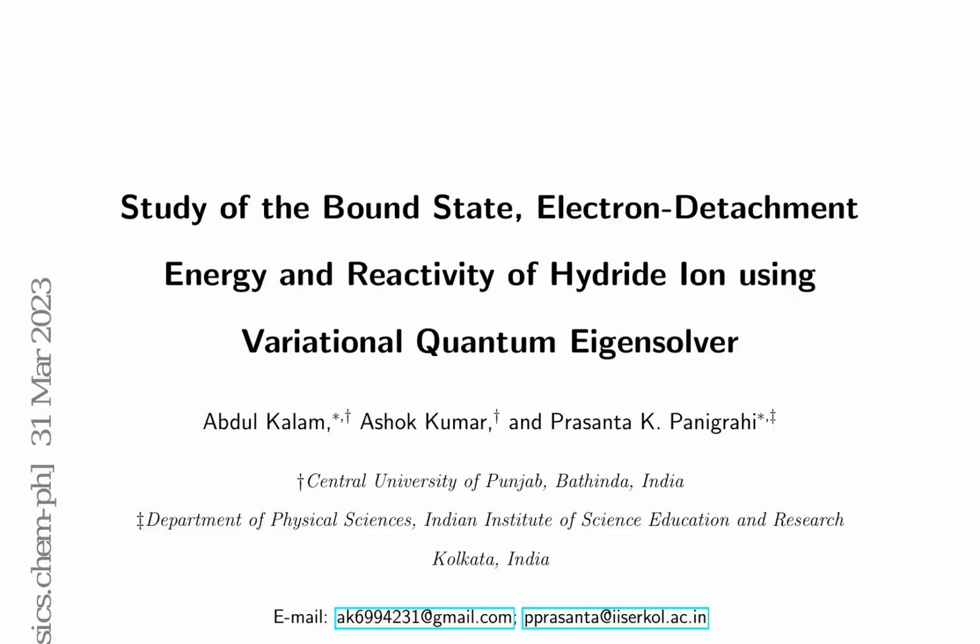In terms of computational resources, the number of measurements and iterations required for optimization and convergence vary. For the hydride ion calculation, up to 1,000 iterations were used, while for the proton transfer reaction, up to 3,000 iterations were necessary to achieve chemical accuracy. The initial or reference state, Hartree-Fock state, and classical CCSD calculations were performed using PySCF, and the VQE computations were carried out using the Qiskit program.